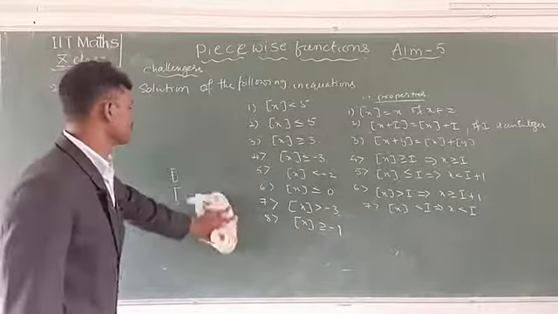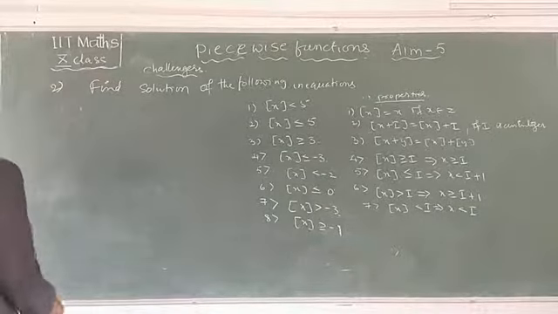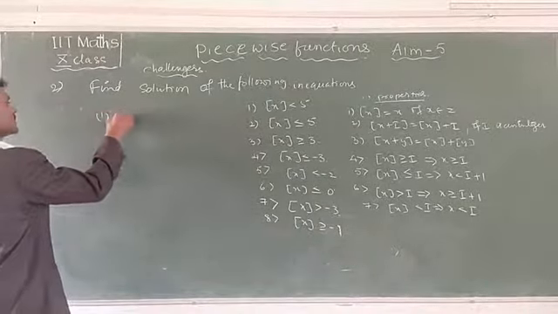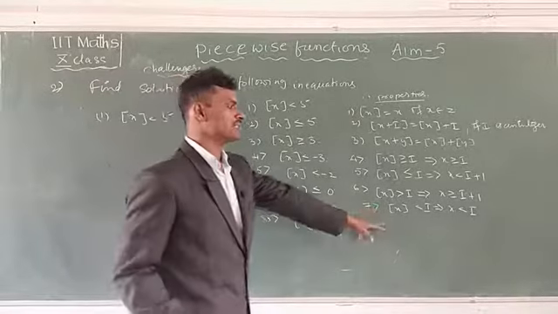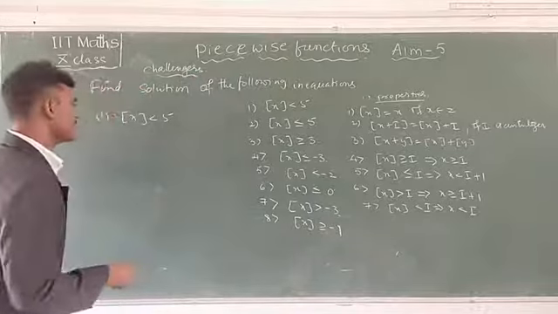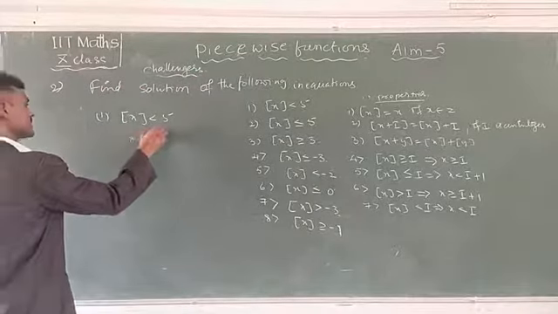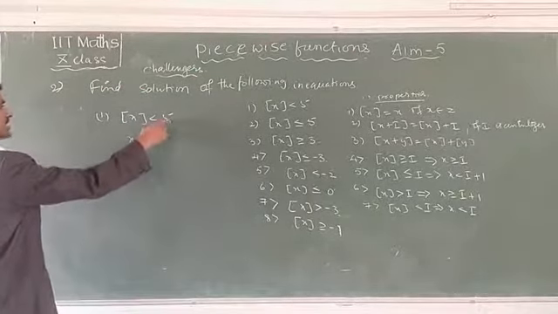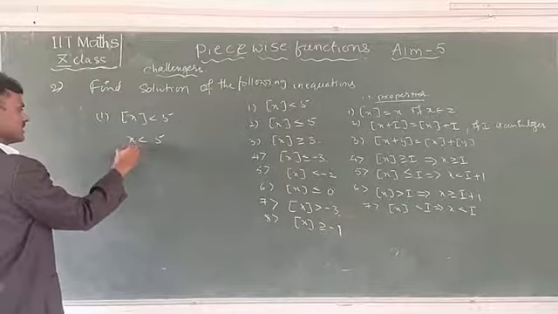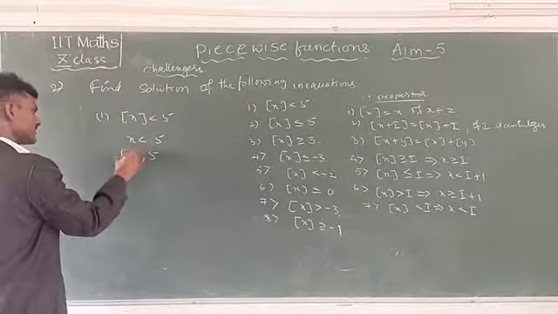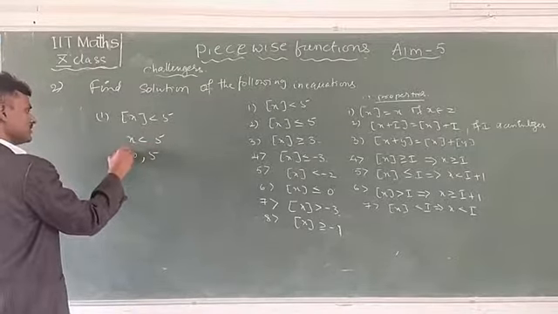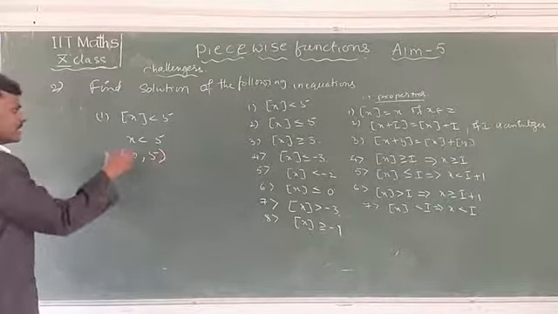Okay, through problems we will explain those properties. See here, first problem: floor of x is less than 5. Floor of x is less than 5 means x is less than 5, where 5 is an integer. Then from minus infinity to 5, open interval. Is this correct or not?